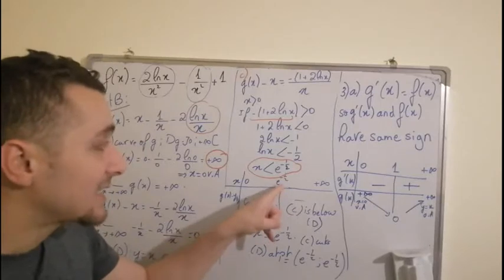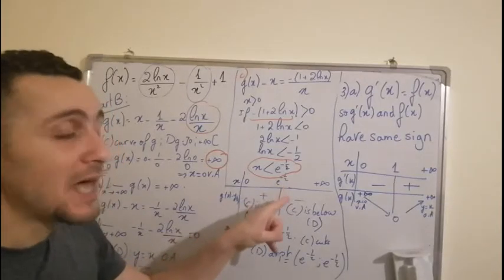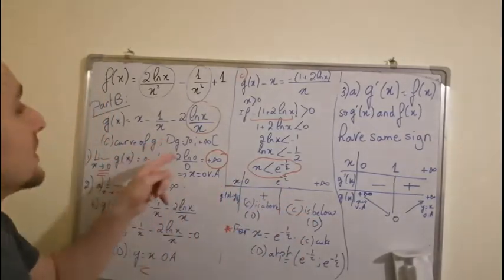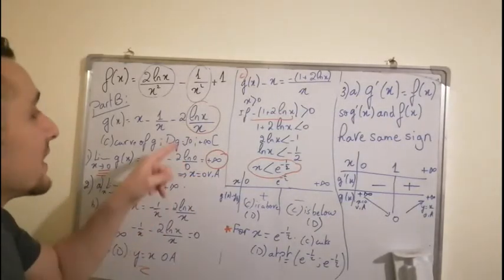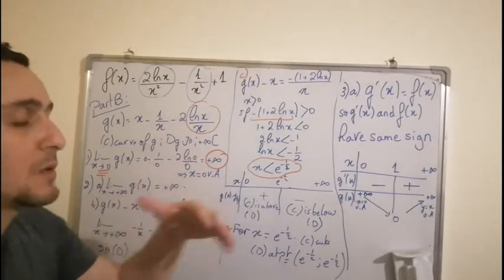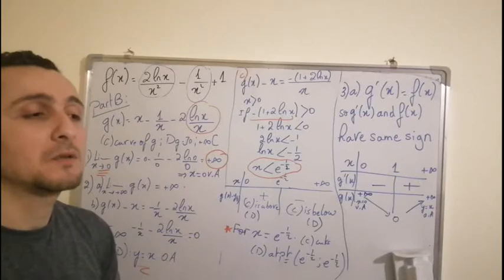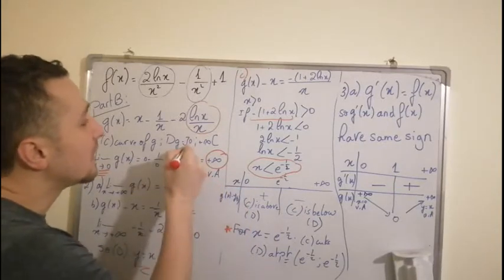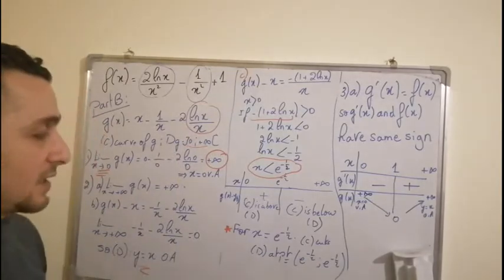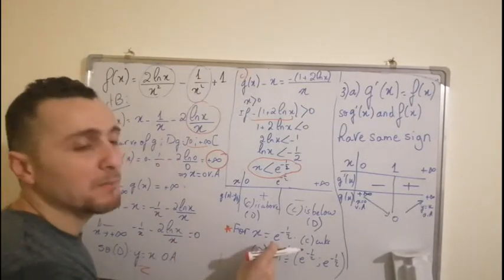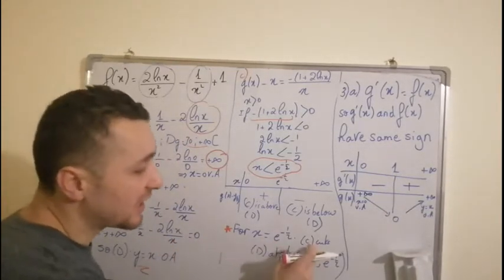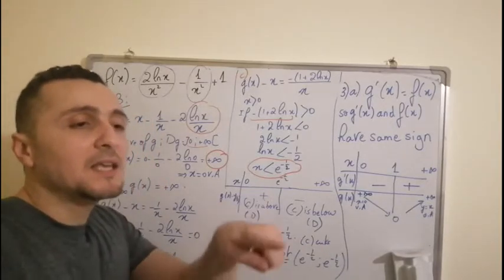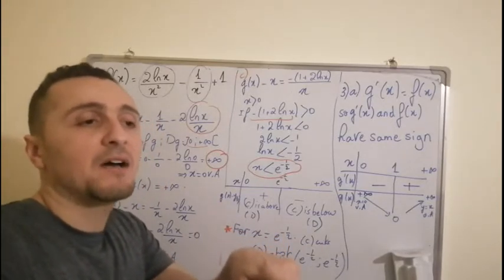This number x equals e power minus half is accepted in the domain. I mean, e power minus half, if we do the calculation using my calculator, we obtain a positive number. So this number belongs to 0 plus infinity. For x equals e power minus half, the curve and the straight line intersect. They have a common point.